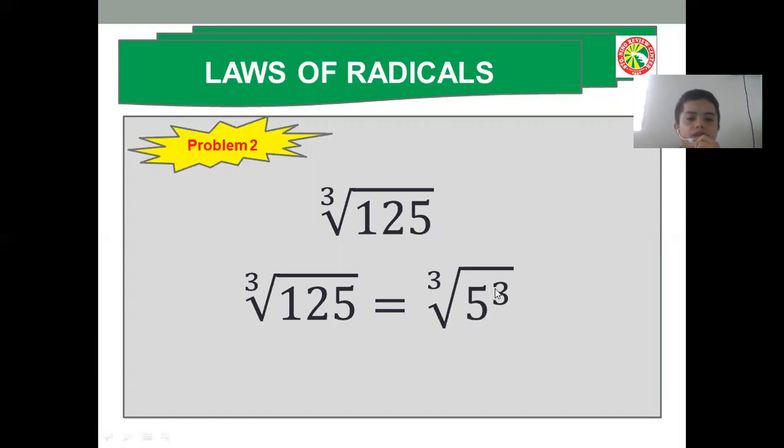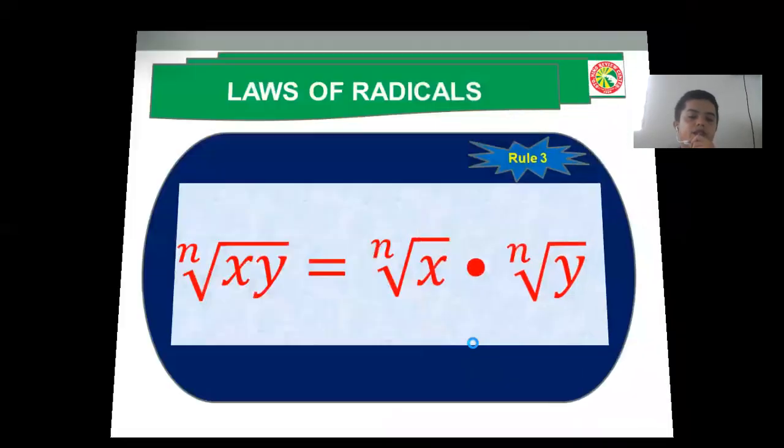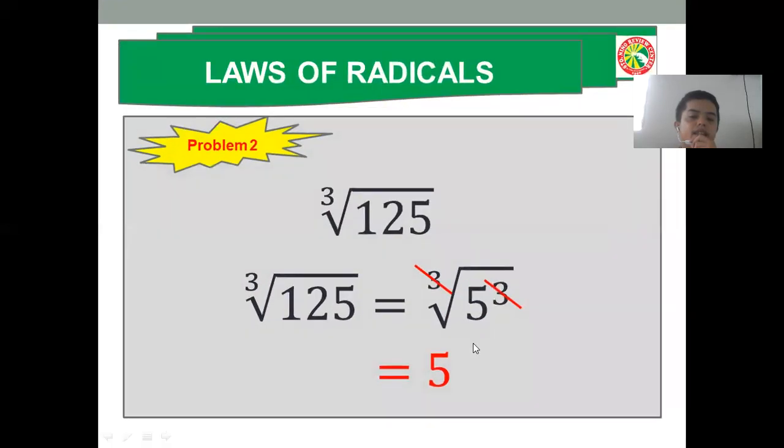Now, as you have observed here, the exponent and the root are the same, so it will cancel out. The remaining value here is 5, which is your final answer.